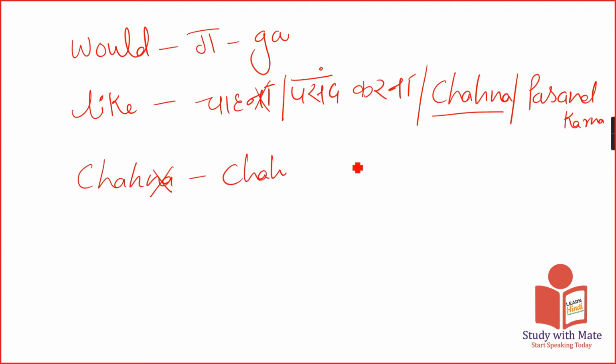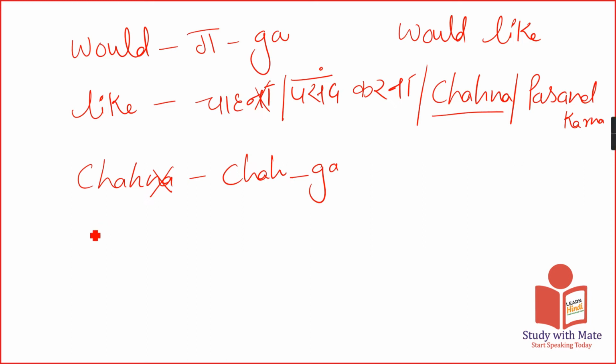Now according to the sentence, we have "cha" and then we have "ga", because I want to make it future. I want to say "would like". So now I have to combine this with here. I just take "cha", then I need to add "ga" here. So what should I do to fill this gap? Chahaga. So there is a gap to fill.